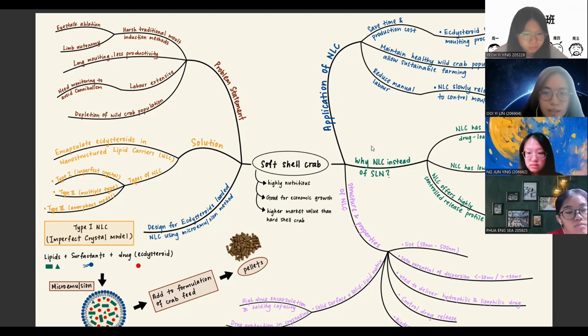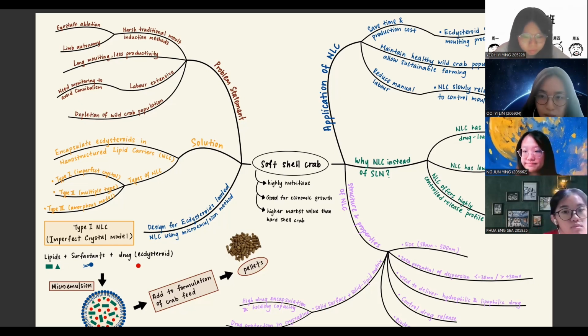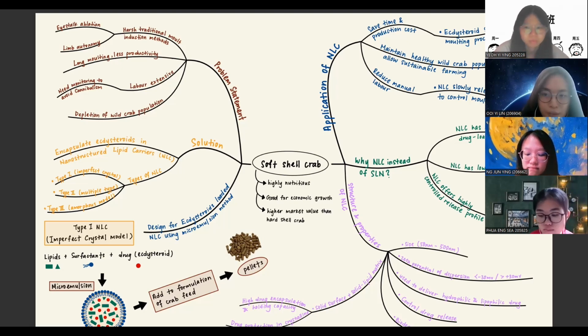By loading the ecdysteroid into NLC, we can save time and production costs, as the hormones can shorten the molting process of the crabs. Besides that, this method can also maintain healthy wild crab populations and allow sustainable farming. The manual labor can also be reduced because NLC can slowly release the ecdysteroid to control molting. That's all from our group.